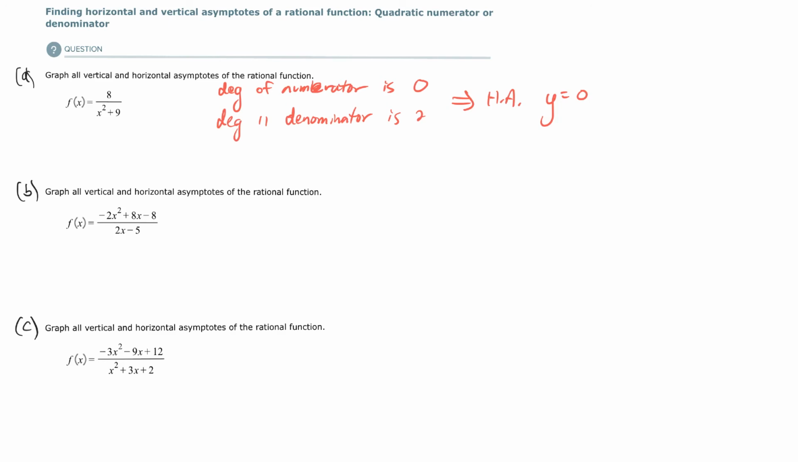And x squared plus 9 is never going to equal 0. So we don't have to worry about that denominator. We don't have any vertical asymptotes. So no vertical asymptotes at all. So no VAs. So we have no VAs. We have a horizontal asymptote of y equals 0.